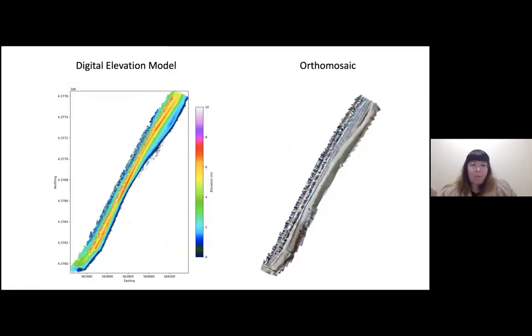Here's what these 2 outputs look like. Digital elevation model seems self-explanatory, but it gives us the elevation of the study area. And the orthomosaic is simply all of the photos that we took from the drone stitched together, that way we can see the area as a whole. So we get a lot of really good qualitative and quantitative data from this.